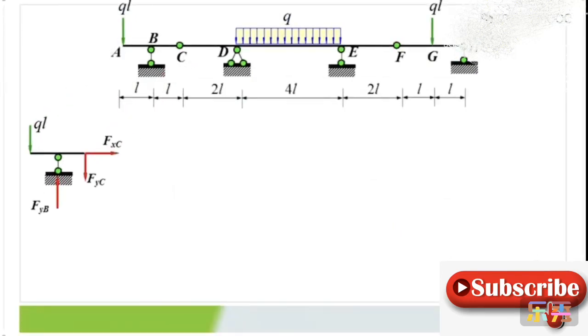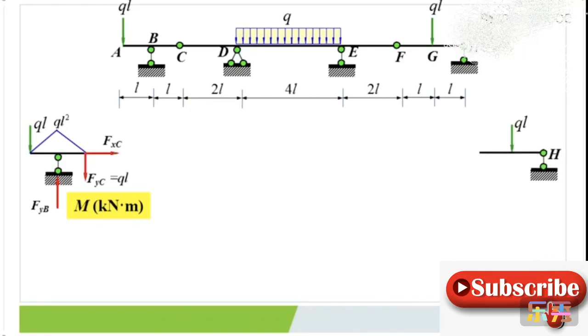For the ABC part, according to the equilibrium condition, FYC is equal to QL. Because the uniformly distributed load Q is equal to 0 for the ABC part, the bending moment diagrams of the AB and BC parts are all diagonal lines, upper side in tension. MB is equal to QL times L, so that's QL square. MC is equal to 0, so we connect these two sections directly.